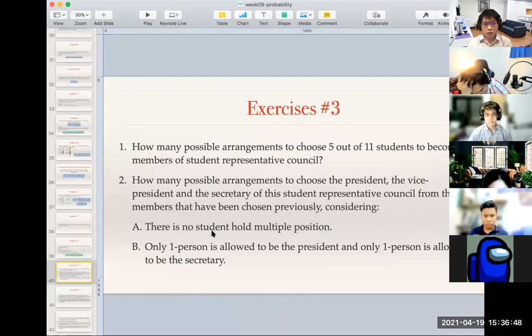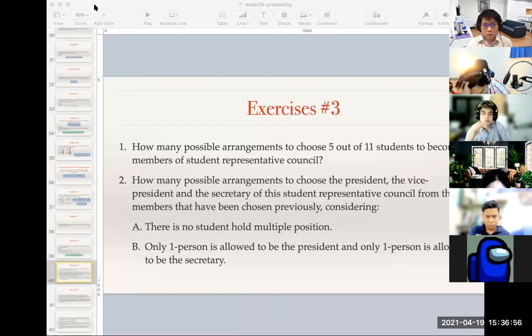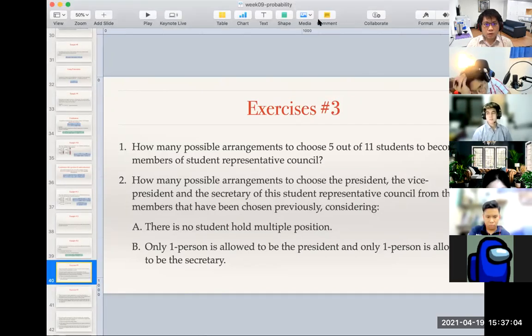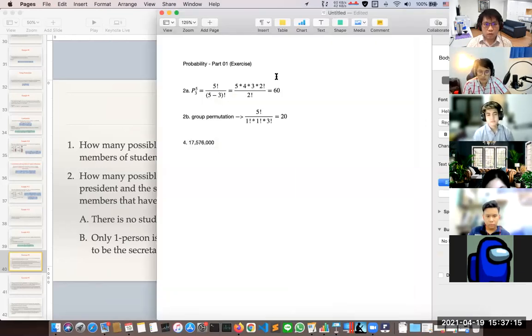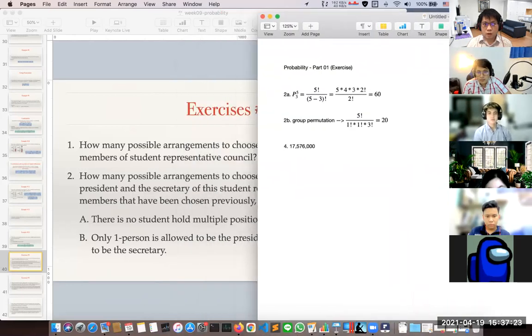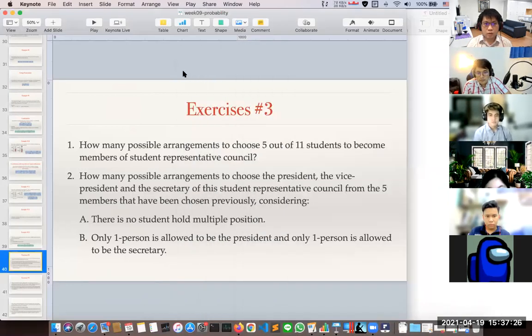Yeah. So actually, yes, 2A is correct, 60. For 2A, yeah. Let me see. Maybe this one, right? Okay. So yeah, everyone can see the screen now.